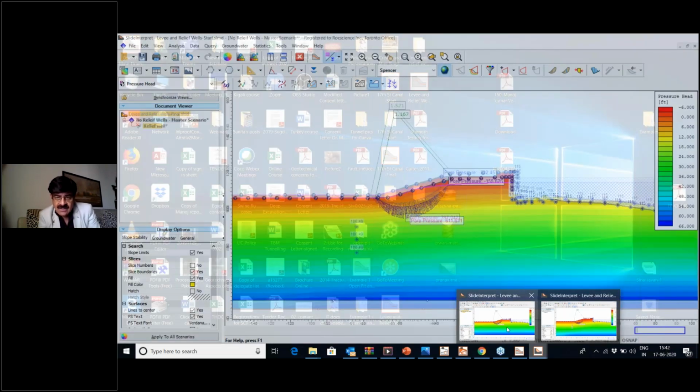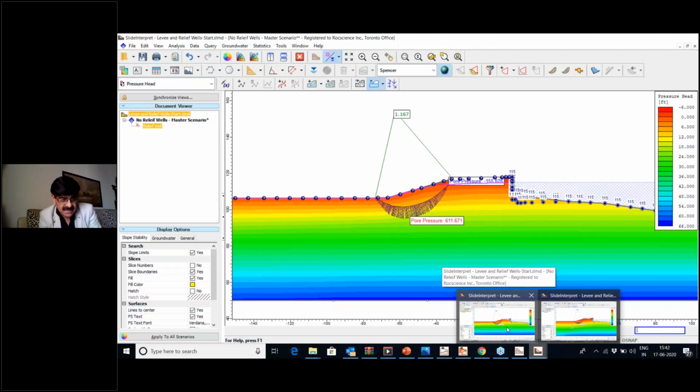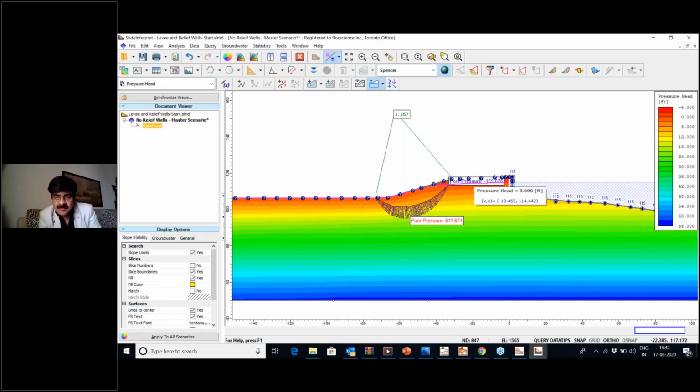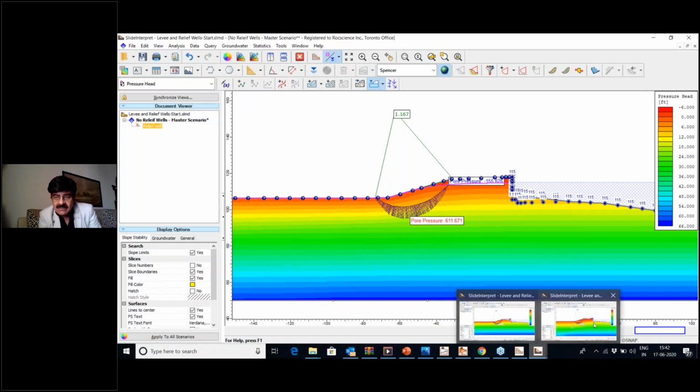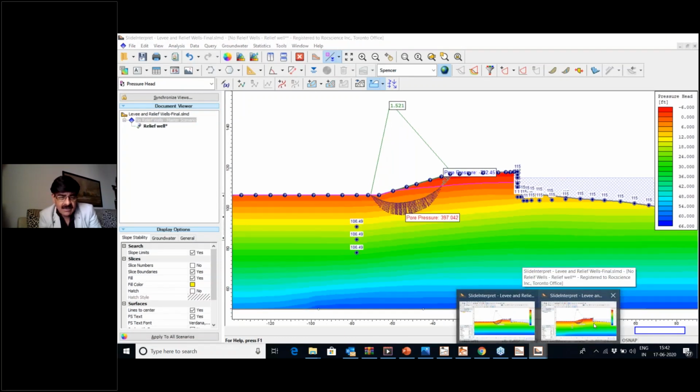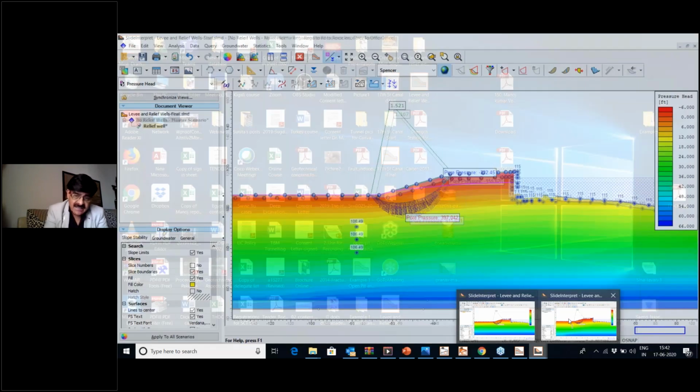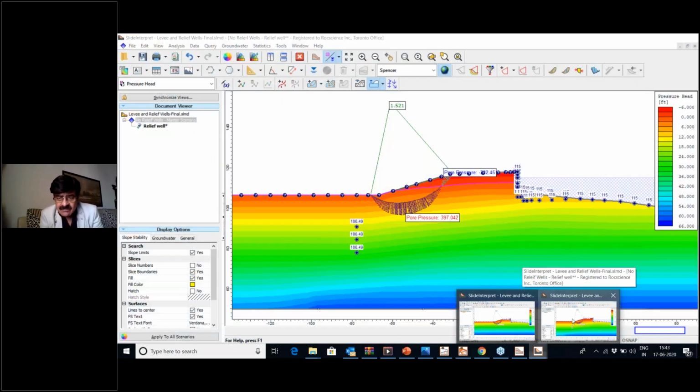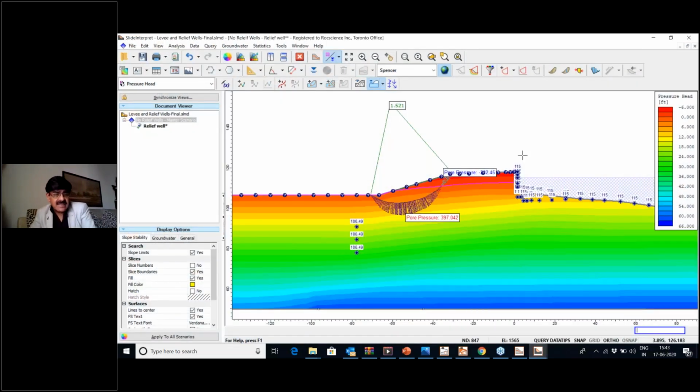Another thing, if you notice, the water surface has come down. So in the previous case, that is the water surface here, and now it has dropped down because of the relief well, because of which the factor of safety is improved, and the pore water pressure is reduced from 611 to 397. So that is the advantage of using relief wells.